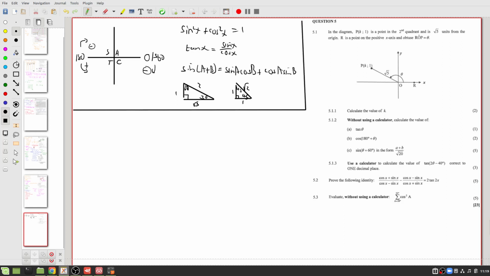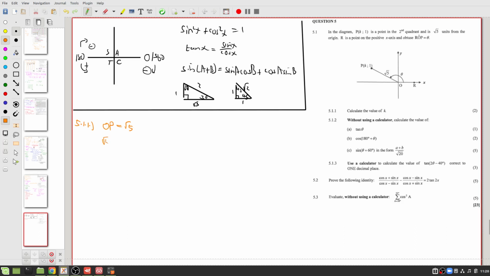All right, let's get to question 5.1.1. Here we have: calculate the value of k. Okay, so we can see that point P is (k, 1), so the x value is k, the y value is 1, and we know this distance is square root 5. And obviously this point is (0, 0), the origin. So we can just use the distance formula. So that's an analytical geometry idea here. We know that the distance OP is the square root of 5.